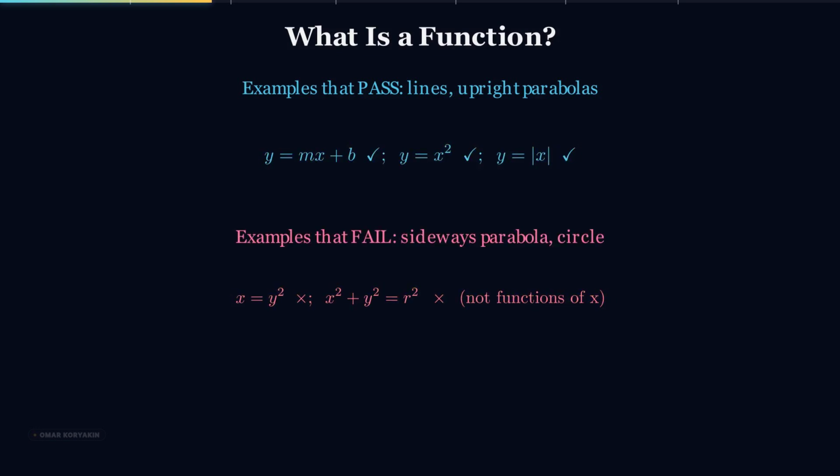Step 3. Common examples. Lines that are not vertical pass the vertical line test and are functions. Parabolas opening up or down pass the test. Circles fail the test because vertical lines through the interior cross at 2 points. Sideways parabolas, where x equals y squared, fail the test for the same reason. Recognizing the common shapes by sight saves time when the vertical line test would otherwise need explicit drawing.